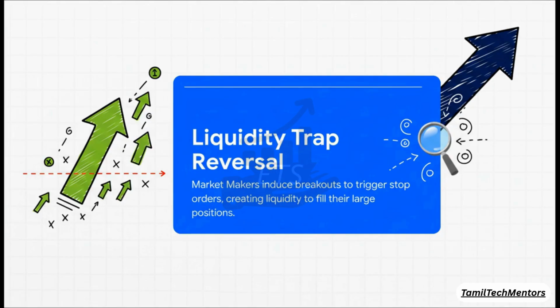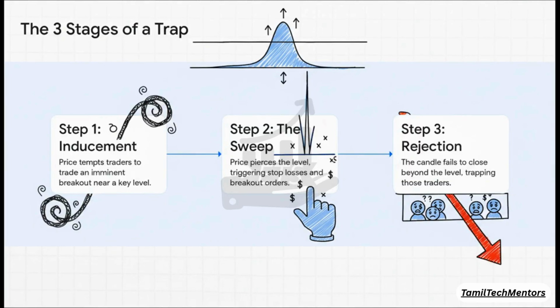It's a setup where market makers deliberately shove the price through a really obvious key level. Why? Because they know there's a ton of orders sitting there, stop losses from traders already in a position, and entry orders from breakout traders waiting to jump in. This flood of orders creates the exact liquidity they need to fill their own huge positions without messing up the price. You'll see this trap unfold in three very clear stages.